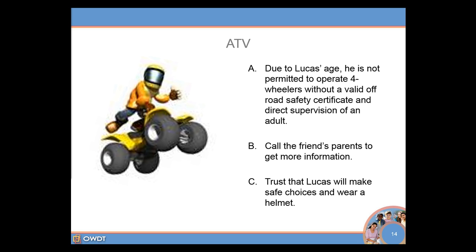Lucas, 13, wants to spend the night at a friend's house where they will be riding four-wheelers. Lucas says his friend rides them all the time and he promises to wear a helmet and be safe. What should the foster parent do? A. Due to Lucas's age, he is not permitted to operate a four-wheeler without a valid off-road safety certification and direct supervision of an adult. B. Call the friend's parents to get more information. C. Trust that Lucas will make safe choices and wear a helmet.